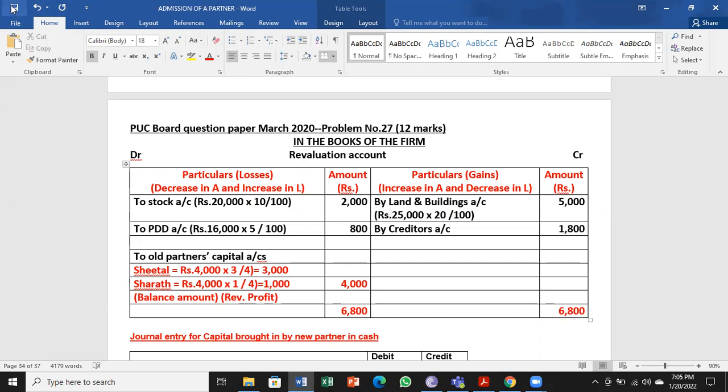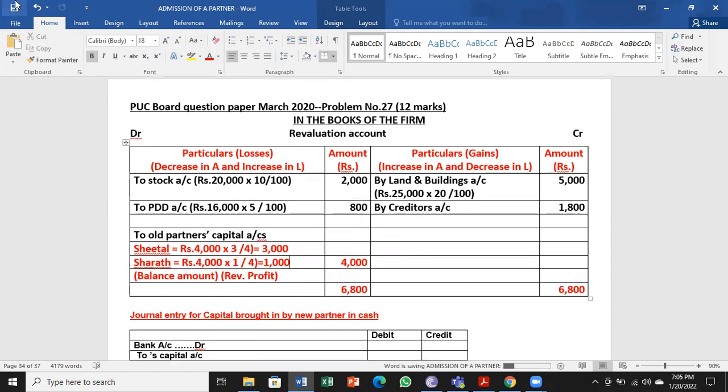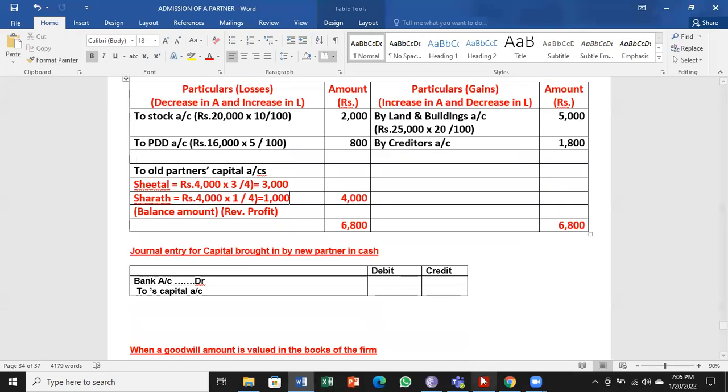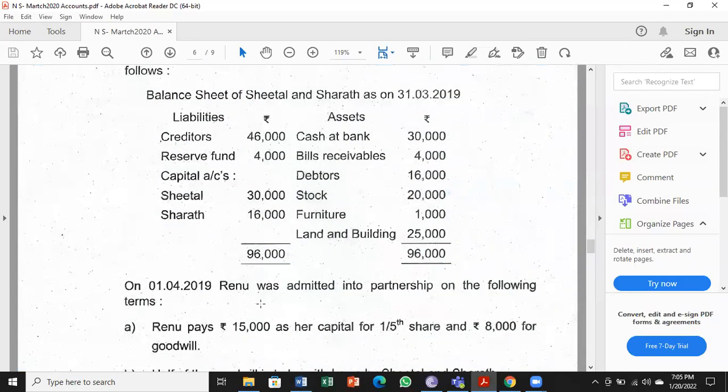So this will go to partners' capital account later. So first step, you have to double check whether all the adjustments are considered for revaluation, whether it is done properly or not. This is the starting point. If the first step goes wrong, a lot of things will go wrong.